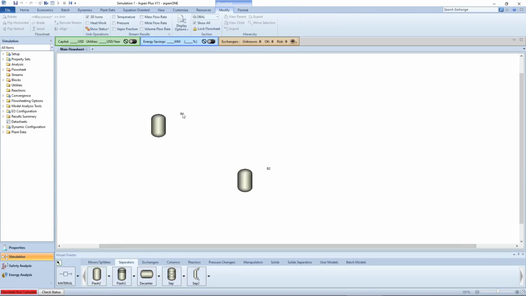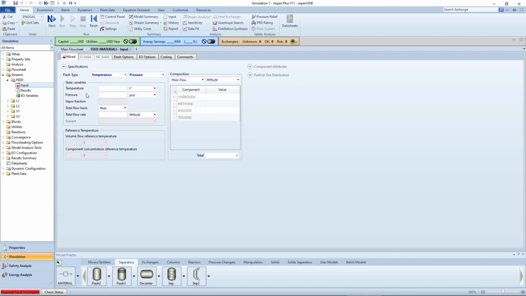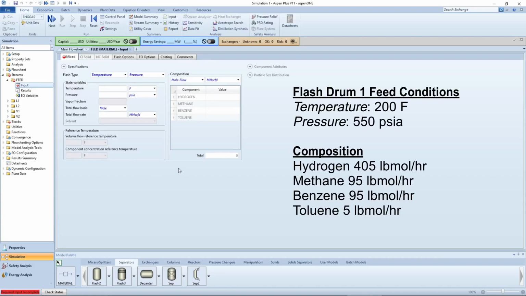Create two Flash 2 models in series. Label as separators and feed and product streams appropriately. Click the blue next arrow to input information about the feed. The feed enters at 200 degrees Fahrenheit and 550 psi. The feed flow in pound moles per hour is 405 hydrogen, 95 methane, 95 benzene, and 5 toluene.